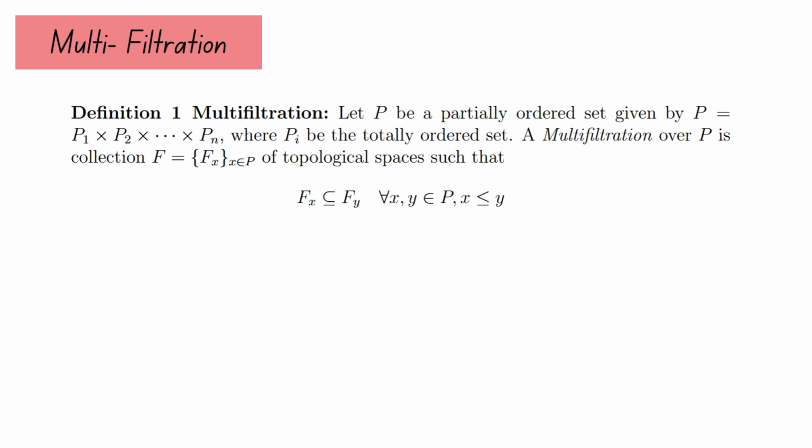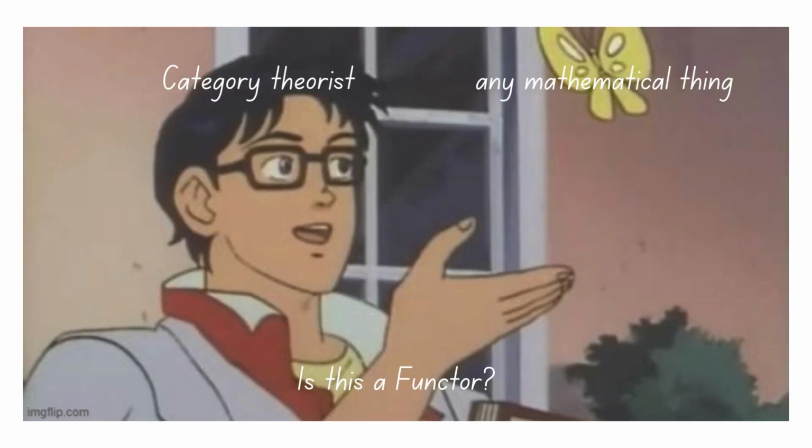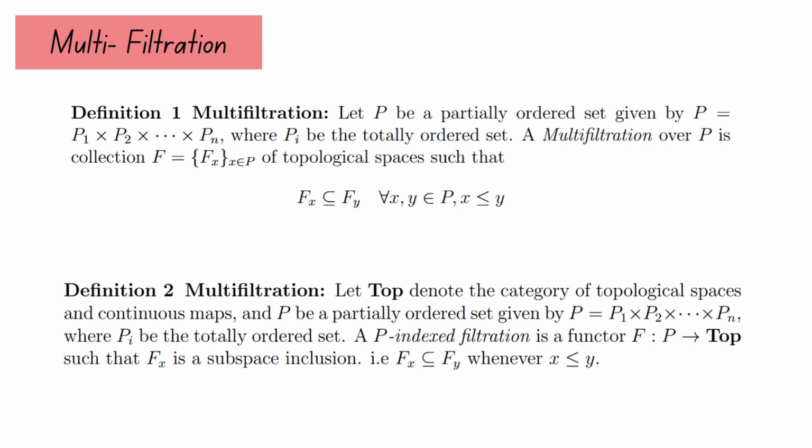So now how to categorify this definition? The favorite thing for category theorists is whenever they see any mathematical thing, they try to define it or try to see it as a functor. The same thing is done for multifiltration. We define a P-index multifiltration to be a functor from P to the category Top. This Top is the category of topological spaces and continuous maps. And P is the same as the partially ordered set, but now we are treating it as a category.